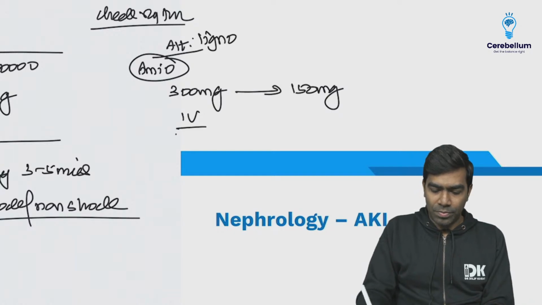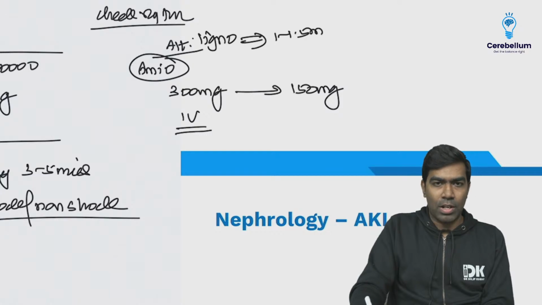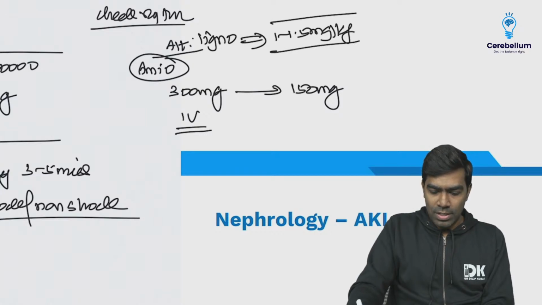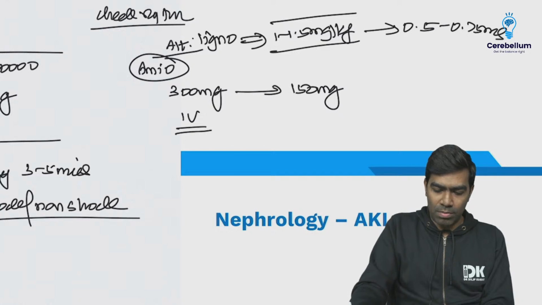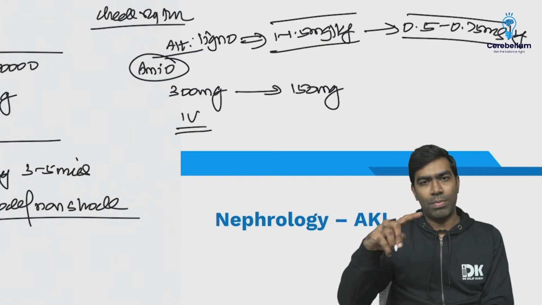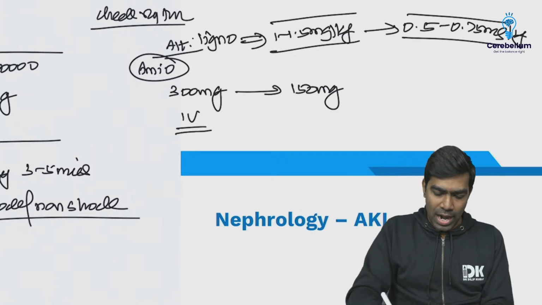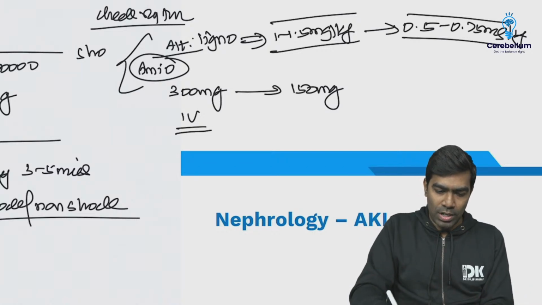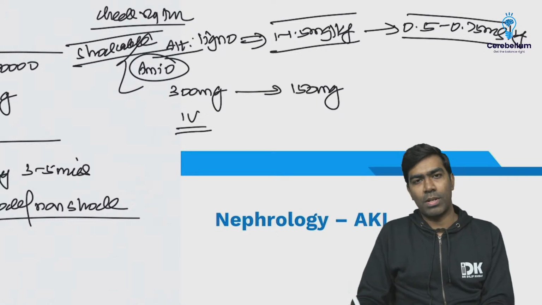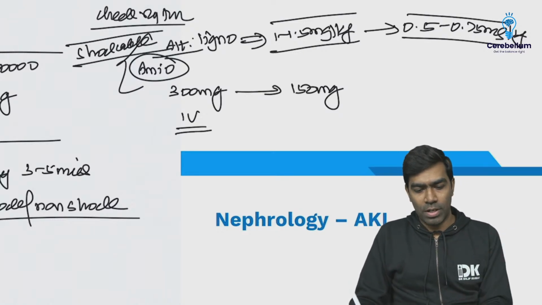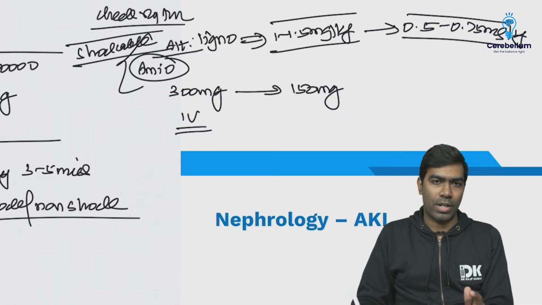And lignocaine dose will be 1 to 1.5 milligram per kilogram. That's the first dose. Second dose will be 0.5 to 0.75 milligram per kilogram. So you can repeat one more dose. And amiodarone and lignocaine should be given only in shockable rhythms. It should not be given in non-shockable rhythms. It's only approved for shockable rhythms, that is for amiodarone and lignocaine.